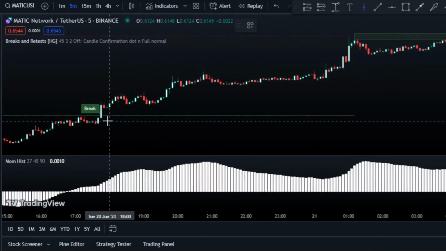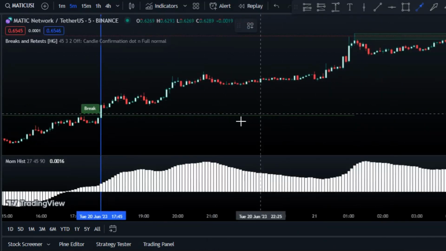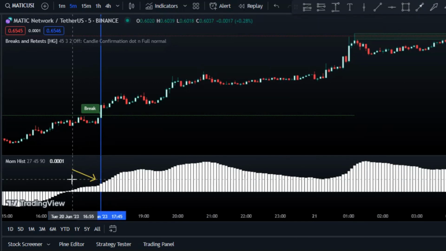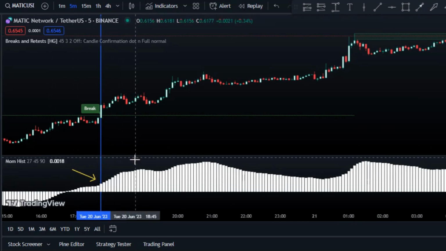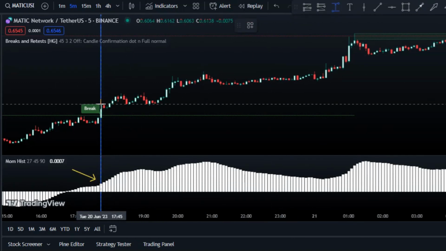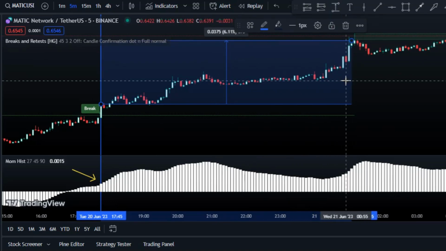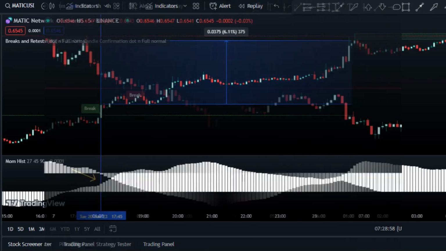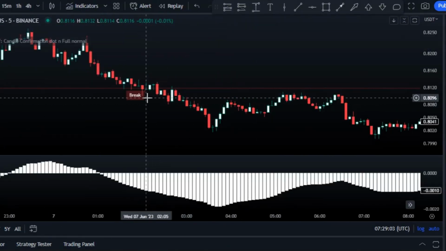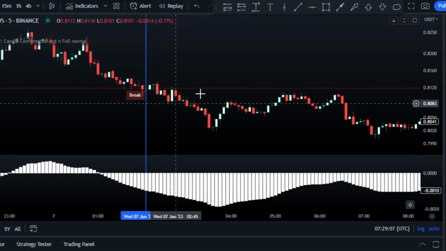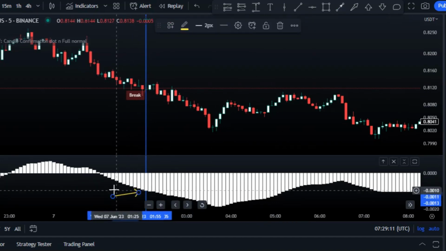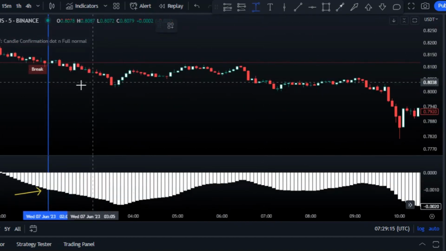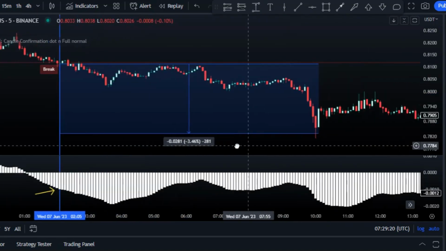In this sample, we've had a buy signal from the breaks and retests indicator, and after that the positive histogram confirms the same buy signal. So we know it's a valid buy signal and we can confidently enter a long trade. And similarly, in this example, we've had a sell signal get confirmed by the negative momentum histogram. So again, we know it's a valid sell signal and we can likely take it.